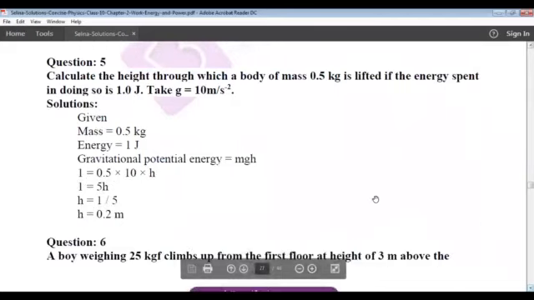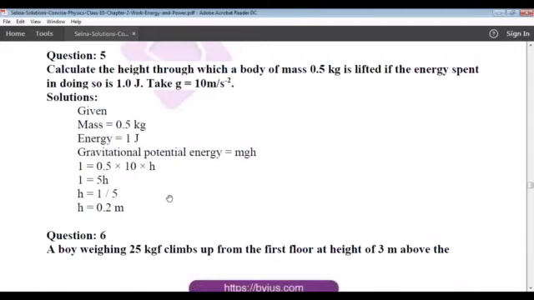Fifth one: calculate the height through which a body of mass 0.5 kg is lifted if the energy spent in doing so is 1.0 joule. Take g is equal to 10 meter per second square. So what is given? Mass is given, energy is given. We need to find the height. We have gravitational potential energy that will be equal to mgh. So gravitational potential energy is 1 joule. If we substitute the values of m, g and h, you are going to get the height as 0.2 meters.